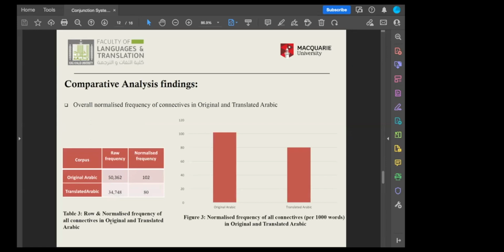Let's move to the second analysis, the comparative analysis, which compares translated and non-translated Arabic. The aim behind that is to discover any kind of cross-linguistic influence from English into Arabic. The overall normalized frequency of connectives in original and translated Arabic, as you can see, table 3 and figure 3 show expected findings, where there is a significant difference between original and translated Arabic. For example, the original Arabic here in figure 3 is about 100 as in the previous one, but the connectives in translated Arabic are about 80 in normalized frequency per 1,000 words.